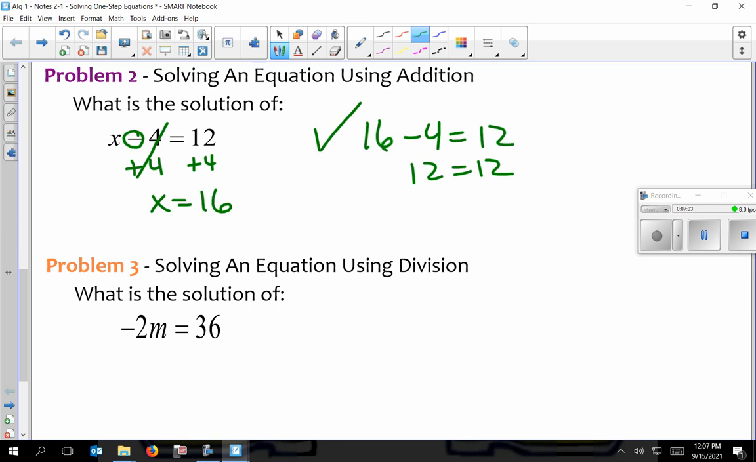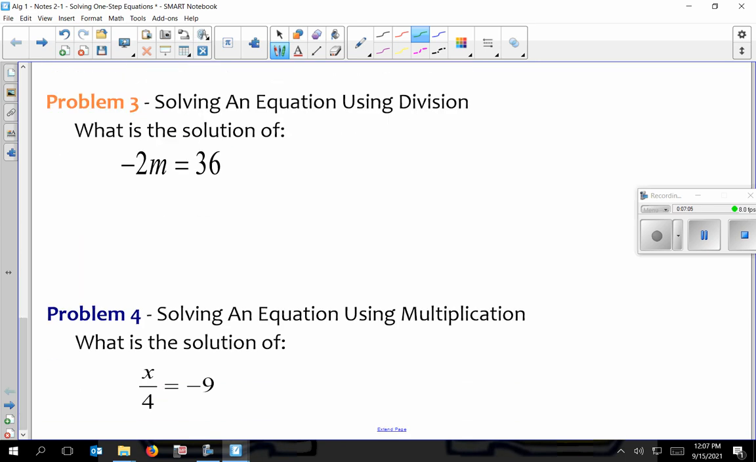Okay, problem number 3. Remember when numbers are kind of, I call it stuck together. There's no operation sign there. There's no addition or subtraction. They are being multiplied together. Sometimes that confuses kids. Well, what are they? Well, they're multiplied together. So I go to the inverse of multiplication, which is to divide. So I divide by what's in front of the variable. So in this case, I'm going to go ahead and divide by a -2.